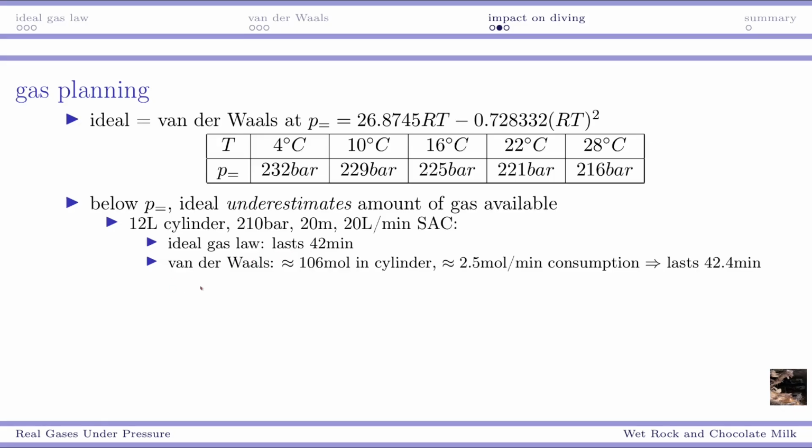But if we use van der Waals, then what we really need to look at is the number of particles that we have in the cylinder. So using van der Waals equation for a 12-liter cylinder, 210 bar, and we're taking our 16 degrees Celsius for our calculation, then we see that there's actually 106 moles of air in the cylinder. Similarly, if we're taking 20 liters at 3 bar, then that is 2.5 moles using van der Waals, and therefore what we're having is a consumption of 2.5 moles per minute out of the 106 moles that we have total available.